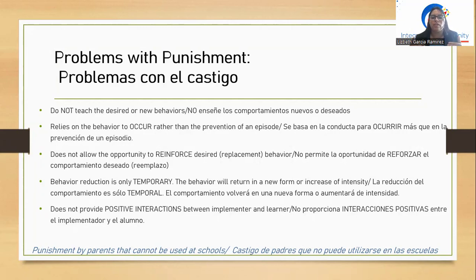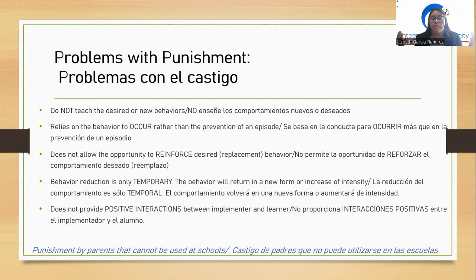Right? Behavior reduction is only temporary when you implement punishment procedures because they're done out of fear. The behavior is going to return in a new form and may even increase in intensity. Again, punishment procedures do not provide a positive interaction between the person who's implementing the punishment and the child or the learner.